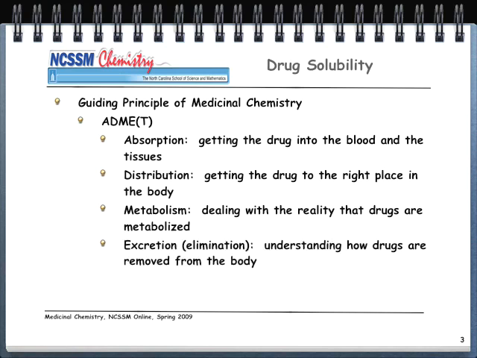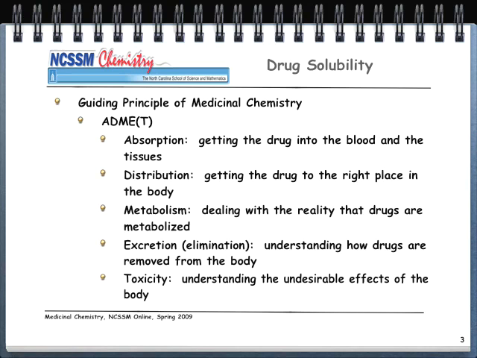E is either excretion or elimination, and that goes to an understanding of how drugs are removed from the body. And T is toxicity, which refers to understanding the undesirable effects, what we know as the side effects of the particular drug. So this is the guiding principle, and we'll be talking a great deal more, especially in the pharmacokinetics section, about ADMET principles.